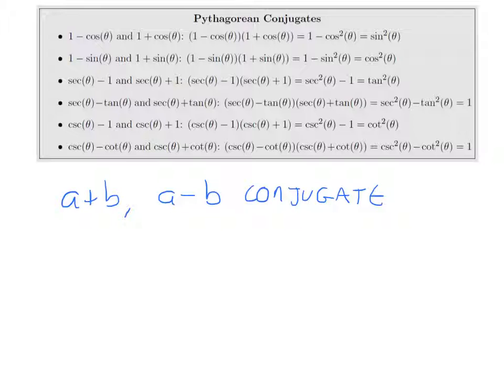So this is useful in applications of specifically identities. So it's something to consider when you don't know what else to do. Try multiplying by the conjugate to see if it makes something that you recognize in an identity form. And that's all there is to this part.